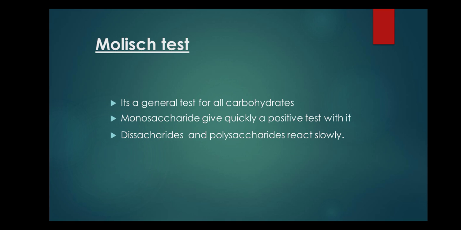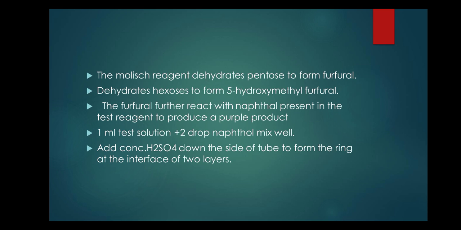Molisch test is a type of test for the detection of carbohydrate which applies to all types of carbohydrate, either it might belong to monosaccharide group, disaccharide group, or polysaccharide group. In case of monosaccharides, it will give a positive test quickly. In case of disaccharides and polysaccharides, the reaction will proceed, but the extent or severity of reaction is slow as compared to monosaccharide case. The Molisch reagent dehydrates pentose to form furfural, then dehydrates hexose to form 5-hydroxymethylfurfural.